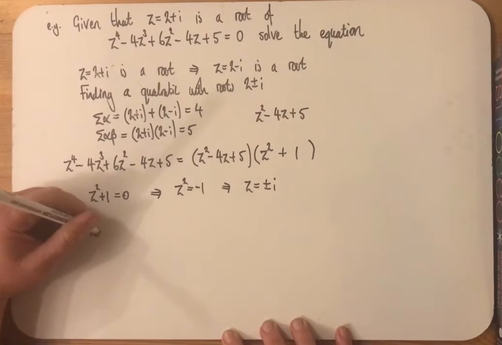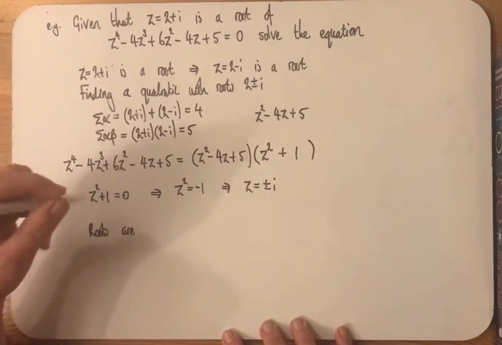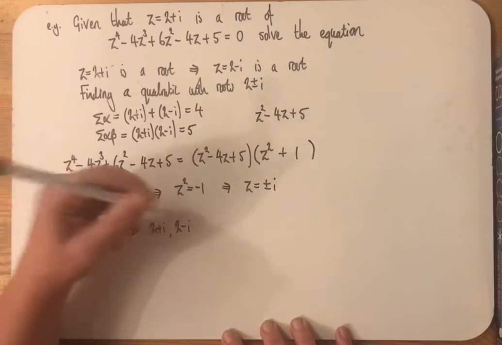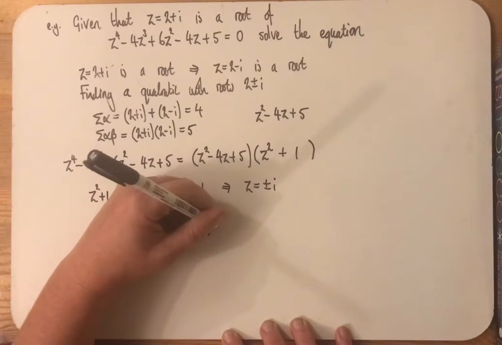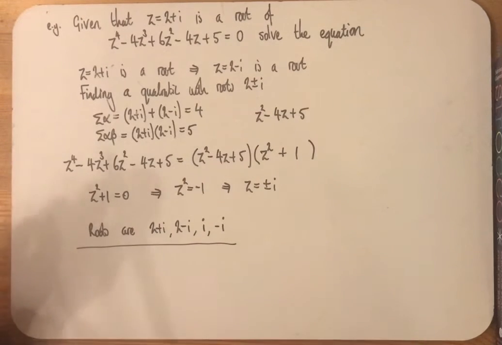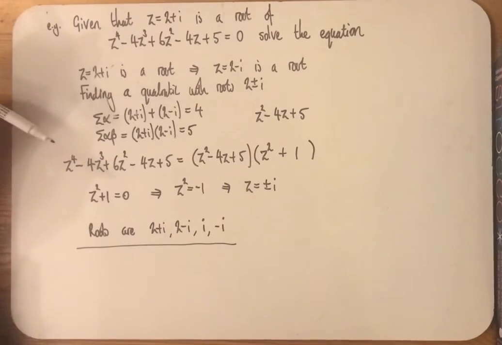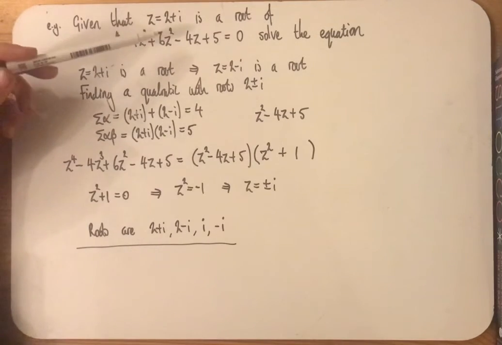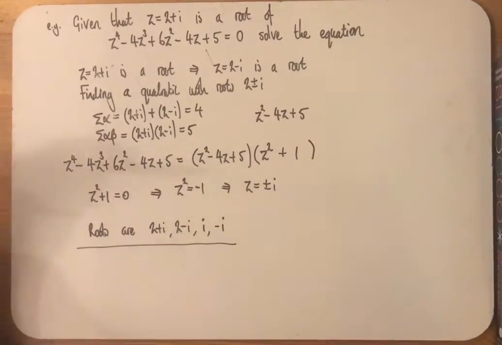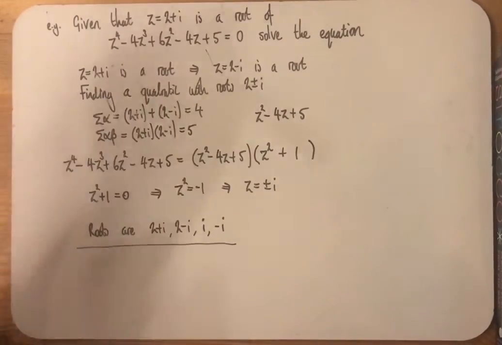So the roots are 2 plus i, 2 minus i, and minus i. Just to give you a different method to think about, but again you could have looked at doing the sum of the roots, the sum of the pairs of the products, sum of triples, all of them multiplied together. You could have worked with those things to find the other two roots, but you could also factorise.